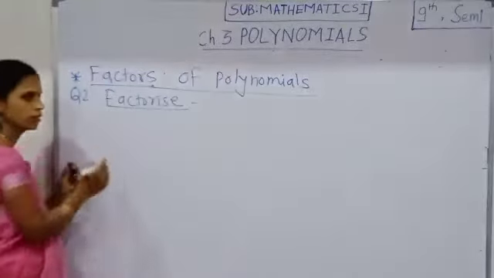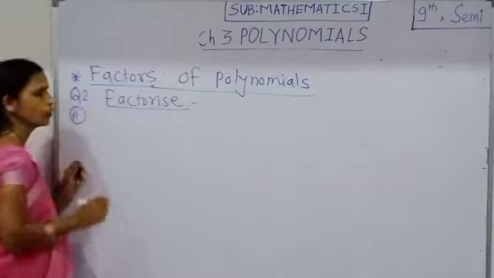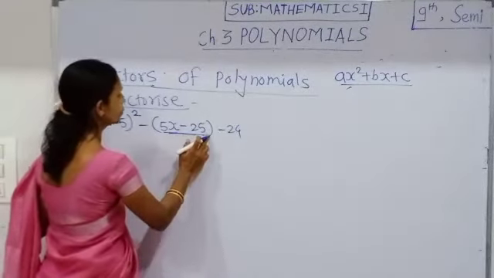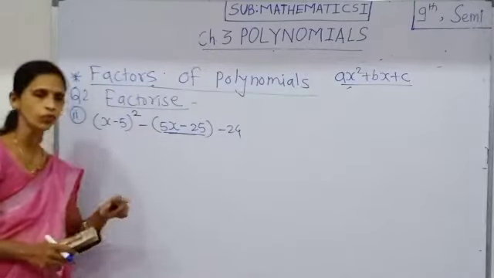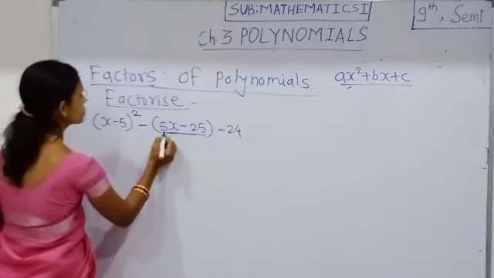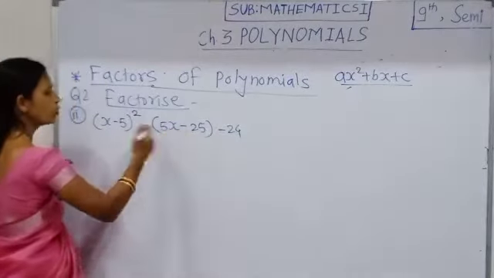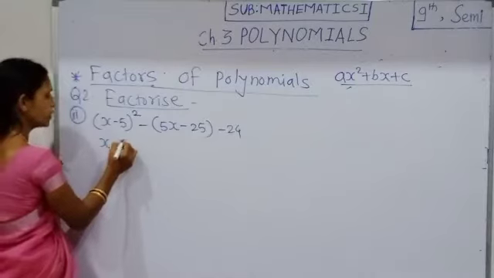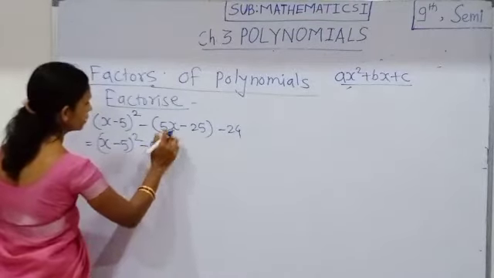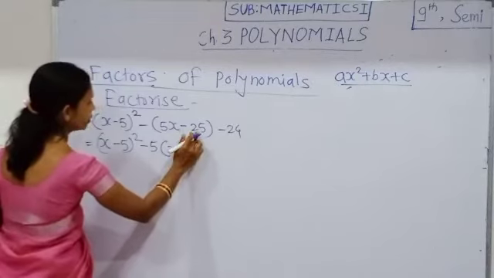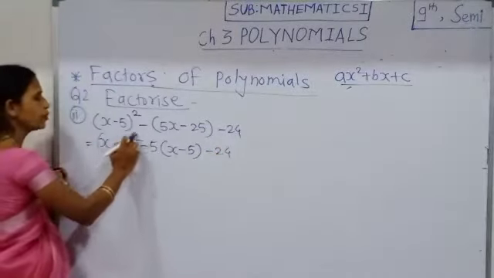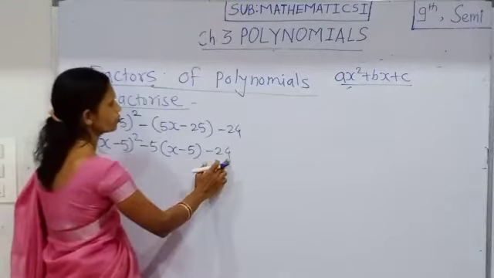Therefore, one of the examples given here, the second example, is x minus 5 bracket square minus 5x minus 25, minus 24. Here in 5x minus 25, 5 is a common factor which we have to take outside the bracket. Therefore, x minus 5 bracket square minus 5 is common, taken outside the bracket. Remaining here is x, and from 25, 5 is taken outside, so 5 is remaining, minus 24. Therefore, x minus 5 bracket square minus 5 in bracket x minus 5, minus 24.